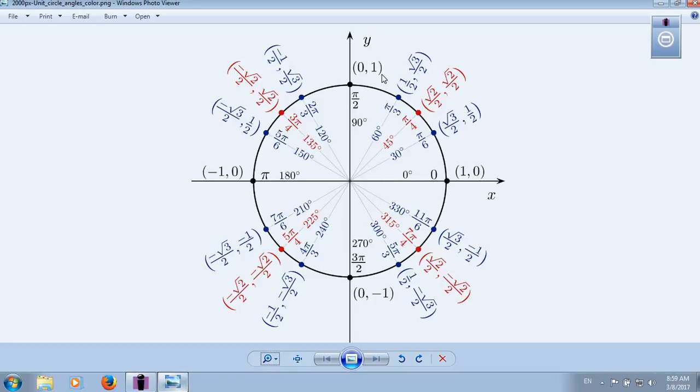Now, if you don't have the unit circle, all you have to do is remember the first quadrant, because if you remember the first quadrant, you can always reflect it into the other quadrants, and remember the rules of ASTC. Then you can find the angles that have reference angles of 30, 45, and 60 degrees in each of the quadrants very quickly.